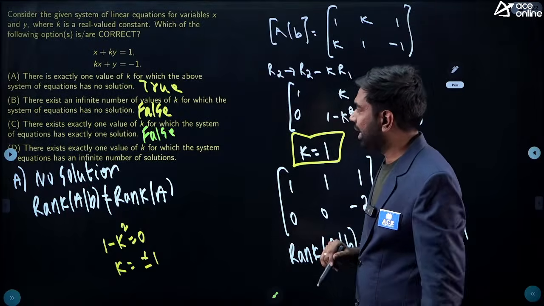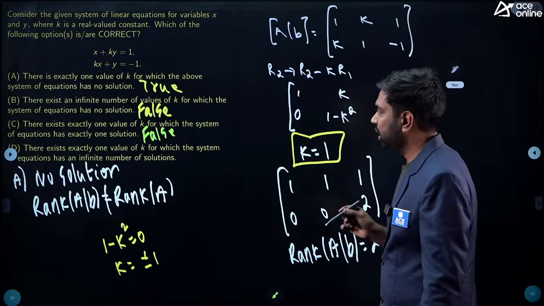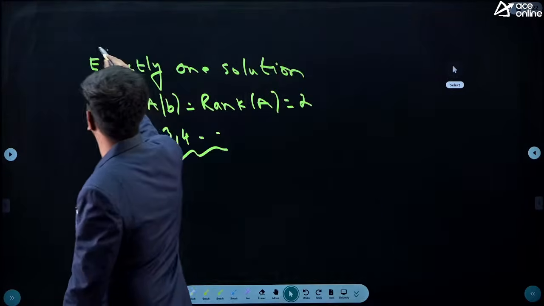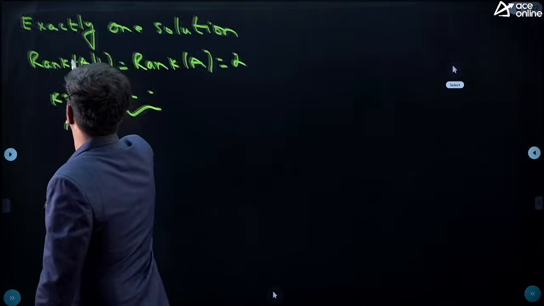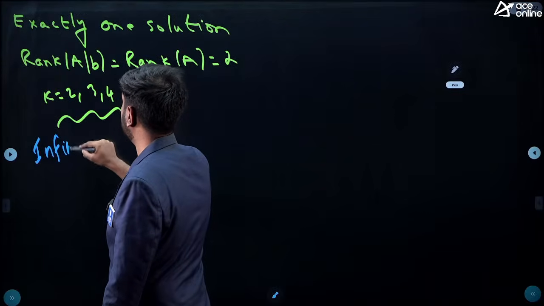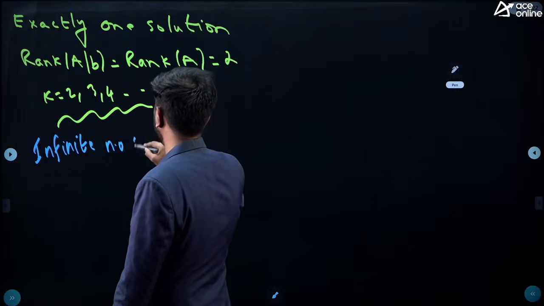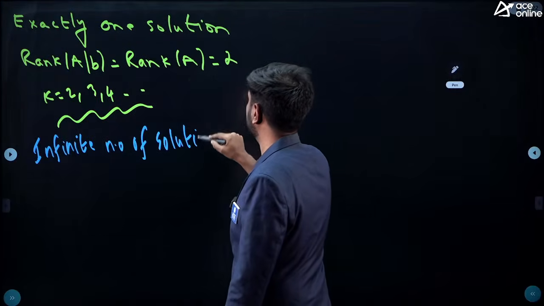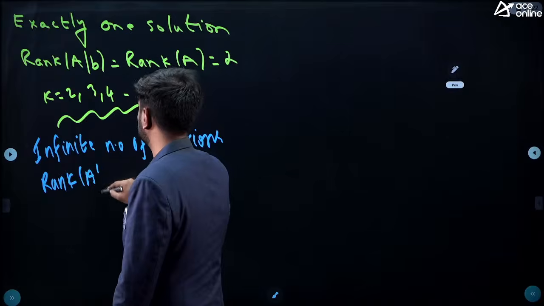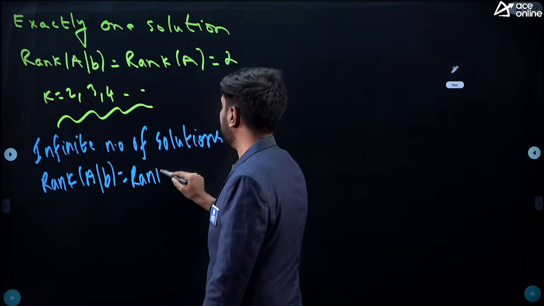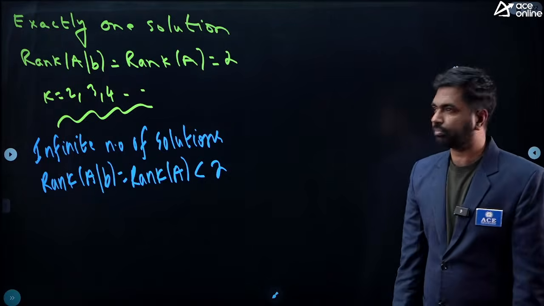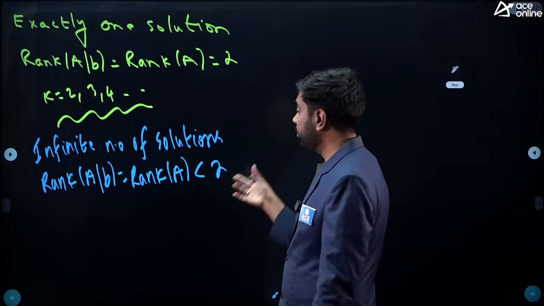And then we are left with the last option. There exists exactly one value of k for which the system of equations has infinite number of solutions. So the next discussion is about infinite number of solutions. So let's highlight that the discussion is about infinite number of solutions. So when does this happen? So this happens when rank of AB equal to rank of A less than number of variables. The number of variables in this question are 2.